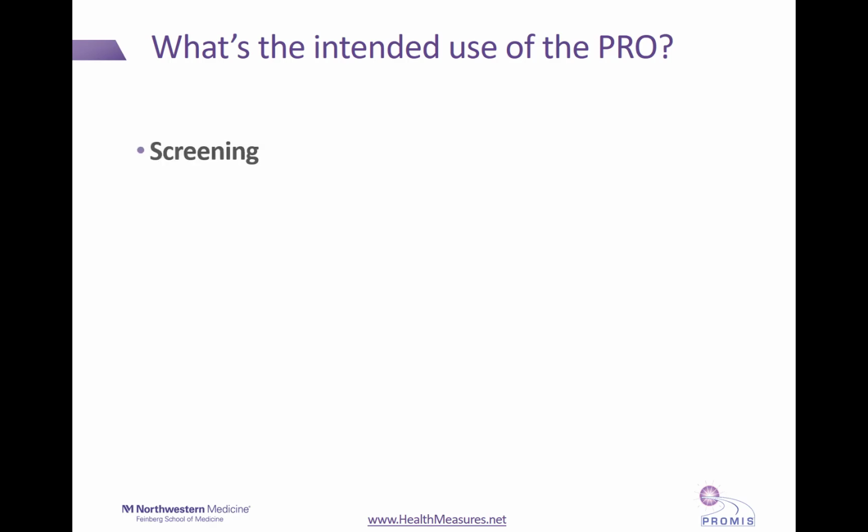the measure will be. Some PROs are very helpful for screening multiple symptoms or conditions. These measures need to be brief to reduce respondent burden. But importantly, short measures are typically less precise than longer measures. Another common purpose for measuring patient-reported outcomes is to offer a diagnosis of a condition or risk for a condition, such as depression. Measures used for diagnosis should be longer to ensure that condition is measured reliably.